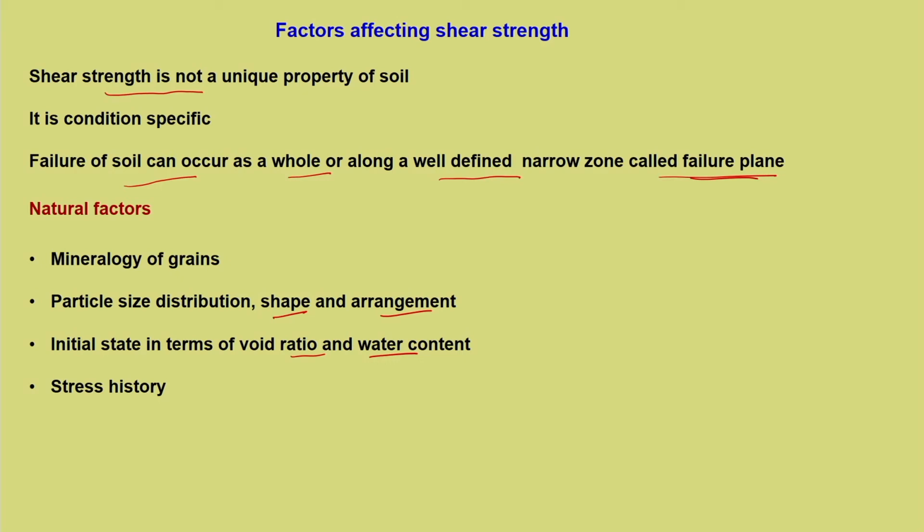Stress history, we have seen this very clearly. If I had told this in the beginning, it would be very difficult for you to understand. Now, since we have gone through the entire aspects of interpretation in terms of normally consolidated and over consolidated soils, it is easy to appreciate how stress history would affect the strength. Existing in situ stresses. When there is an undisturbed sample, what kind of stresses it was already subjected to is also a part of stress history itself. But the in situ stress condition available in the field also determines how much strength it can mobilize.